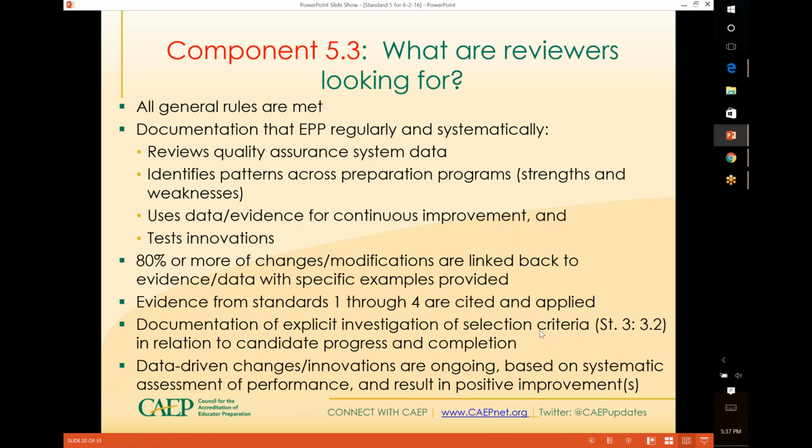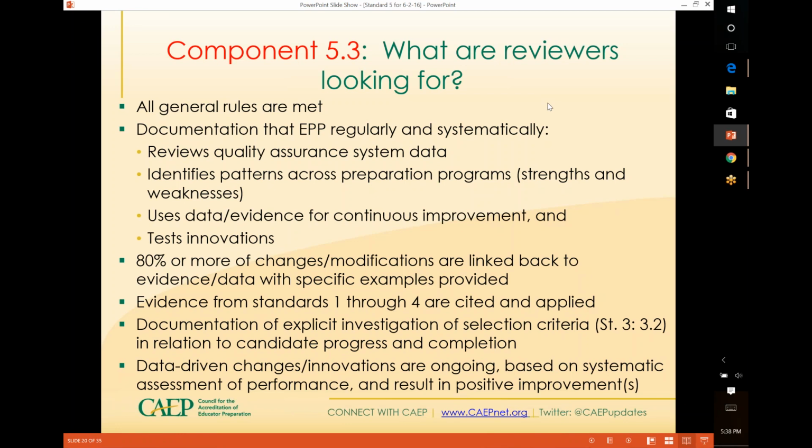They're looking for description of explicit investigation of selection criteria. This we just went through. Standard 3, Component 3.2. In terms of, here's our selection criteria, what does that tell us about candidate progress and program completion? What criteria appear to be the strongest, the most influential, or predictive of candidate successful progress and completion? And what they're hoping here is that any data-driven changes are ongoing and based on systematic assessment and result in positive improvements. So reviewers are going to be looking for all of these things when they look at your evidence for 5.3. Remember, it's in red because 5.3 must be met.